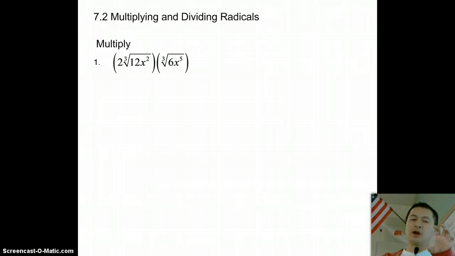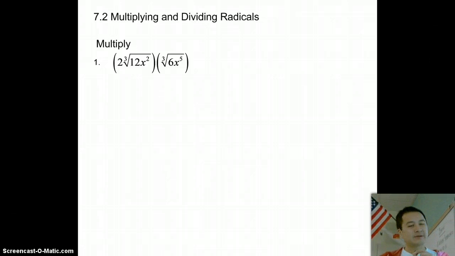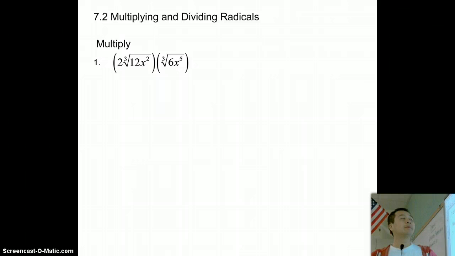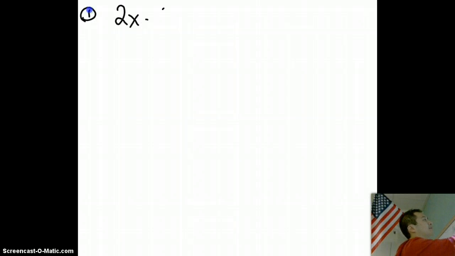Before we do problems like this, let's talk about the conceptual idea behind it. What are we really doing, and how do we actually multiply? If you really grasp that, this should come a little bit easier. So let's take a look real fast. How do you do regular multiplying? Let's say you multiply a 2x times a 3x. How would you multiply that normally?